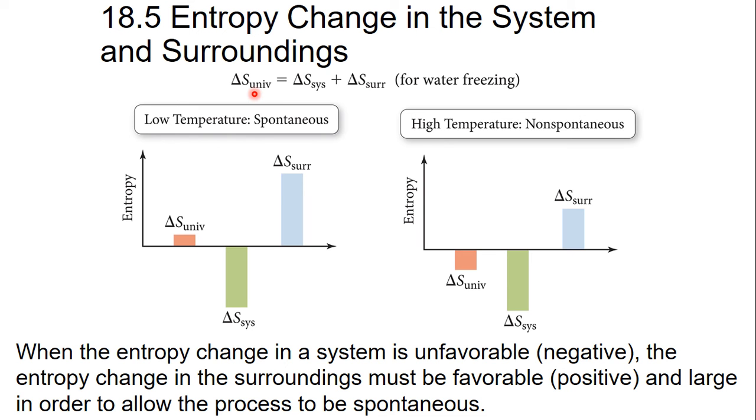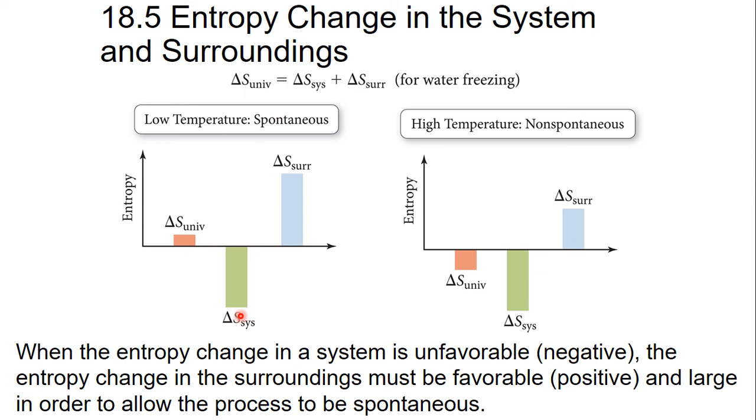So we're looking at water freezing at low temperature, which we know is spontaneous because the entropy of the universe is positive. And at high temperature, we know water does not freeze. If we look at the charts, that's because the entropy of the universe is negative. The universe actually becomes more ordered. Let's try to understand why this is.